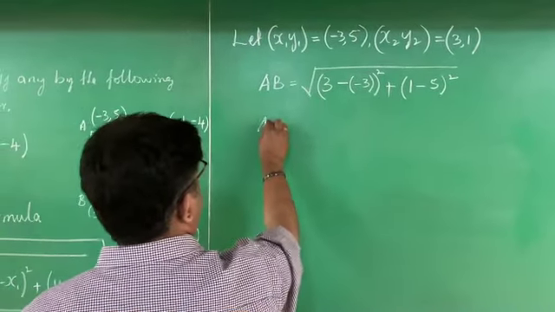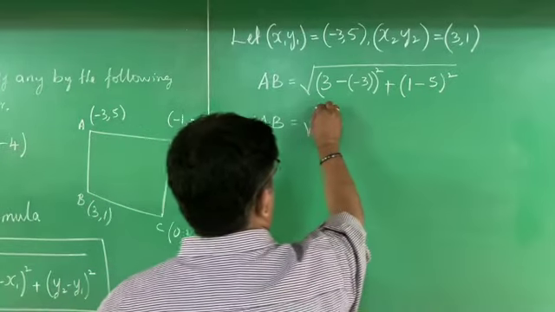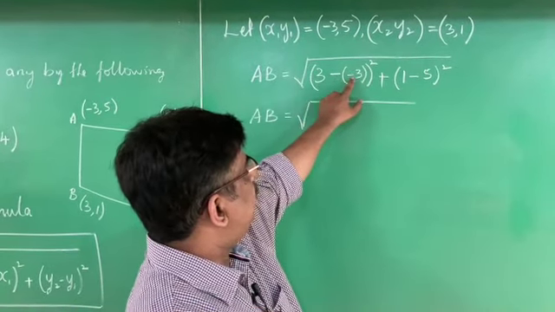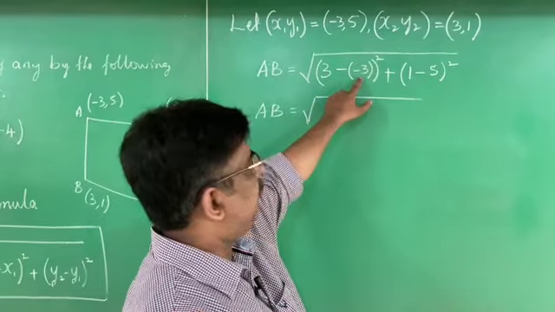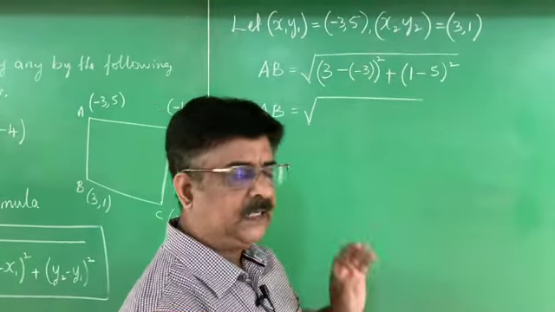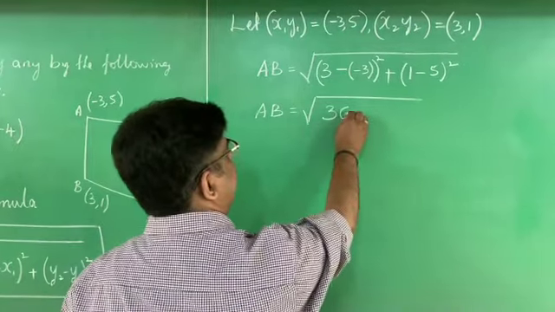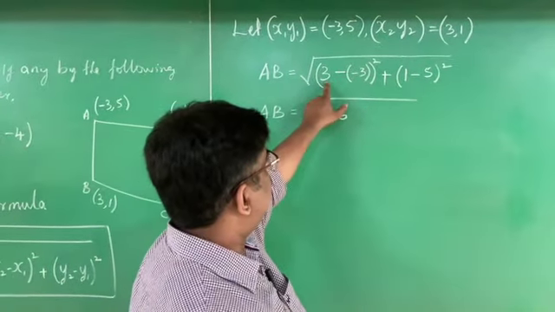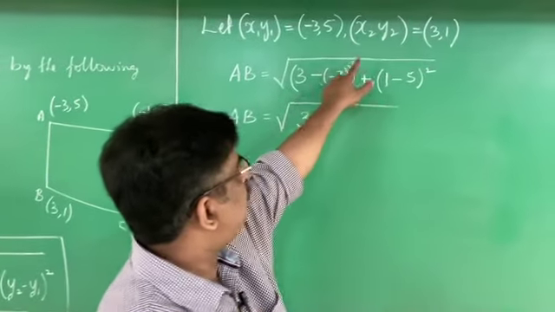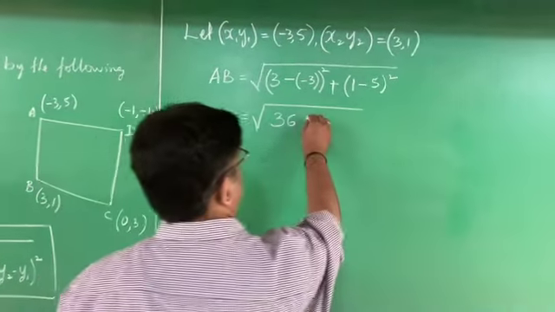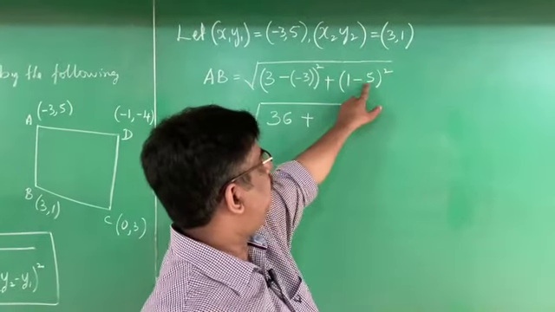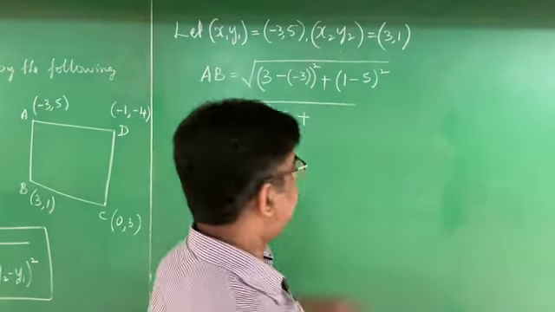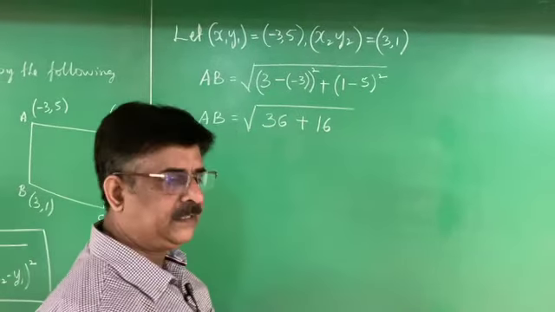Then AB equals the square root of, see, minus into minus becomes plus. 3 plus 3 is 6. 6 square is 36. That you have to understand, that is the mathematical skill. Minus into minus, plus. Plus 1 minus 5 is minus 4. Minus 4 square is 16.